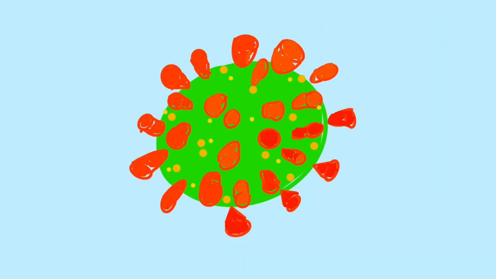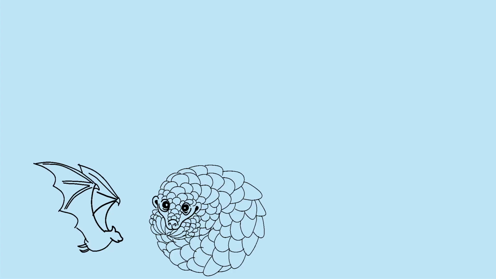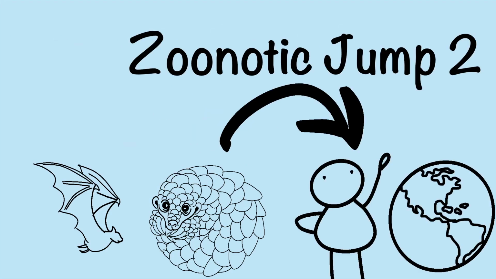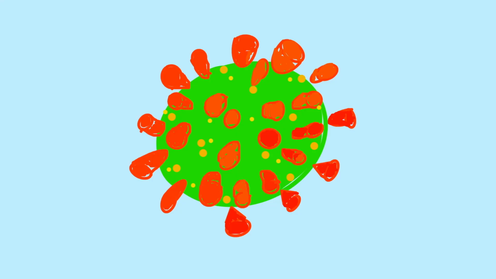SARS-CoV-2 virus. Firstly, SARS-CoV-2 is the name of the virus, which causes COVID-19 disease. The origins of this virus most likely began in the bat. Then, the virus likely jumped to pangolins, which later made a zoonotic jump to humans, which finally spread across the world due to human travel, physical contact, and touching objects that infected people also touched.